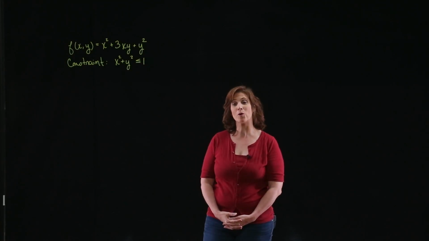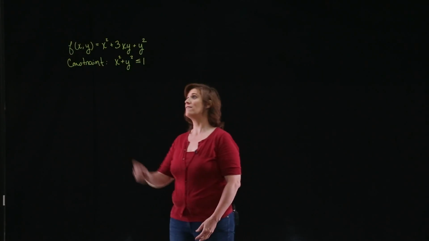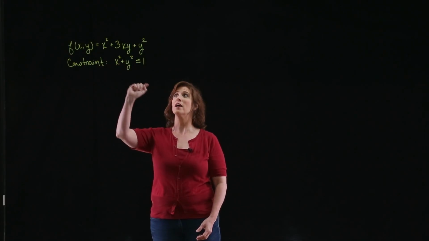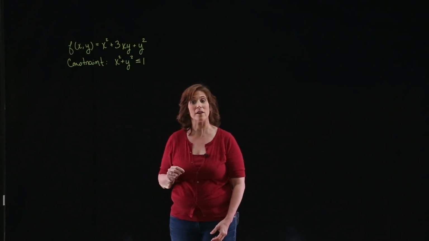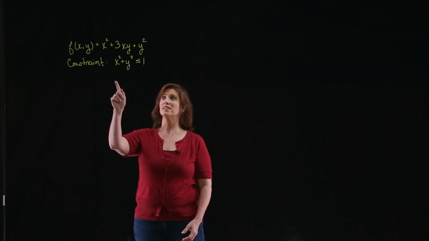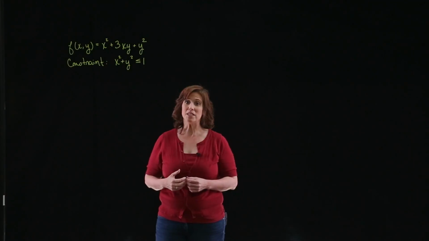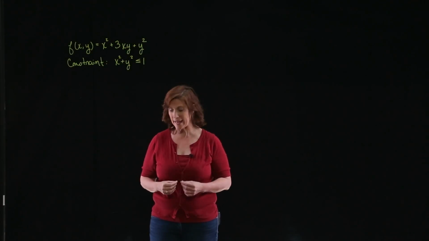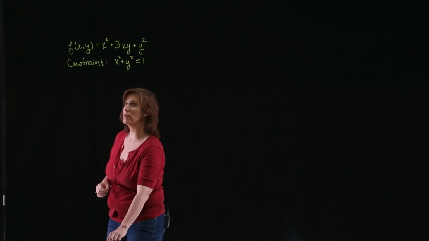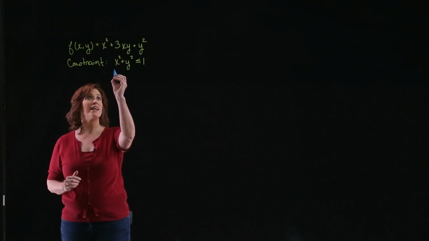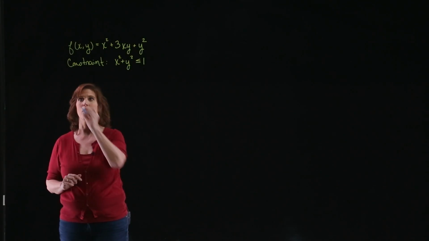Hello, I'm Cheryl. In this problem, we're going to find the extreme values of f(x,y) = x² + 3xy + y² with the constraint that x² + y² has to be less than or equal to 1. Now to do this, we're going to split the problem into two cases. The first case is going to be what happens when x² + y² = 1.